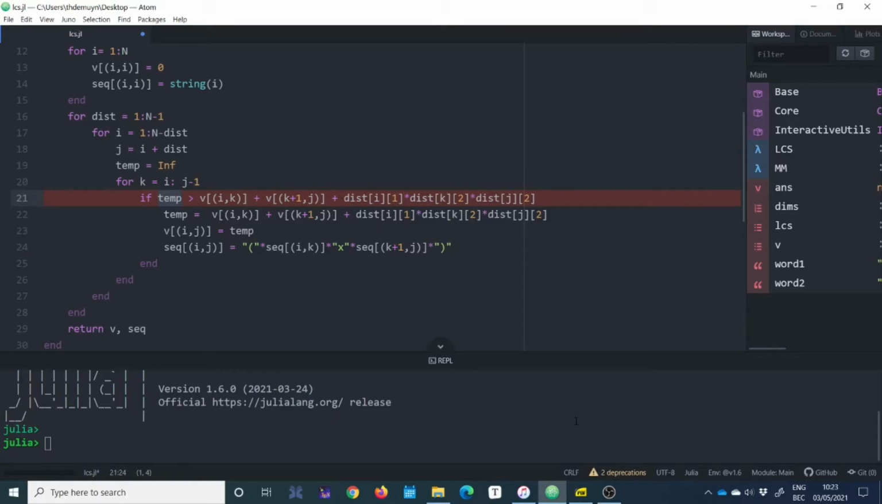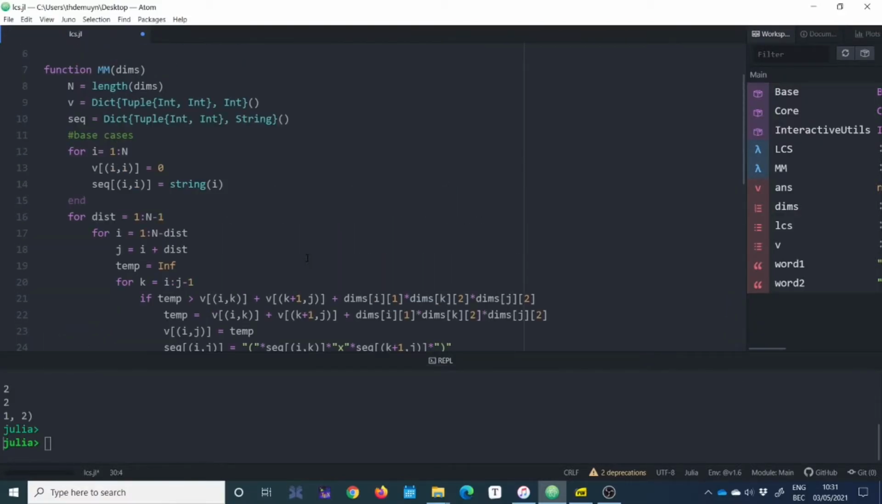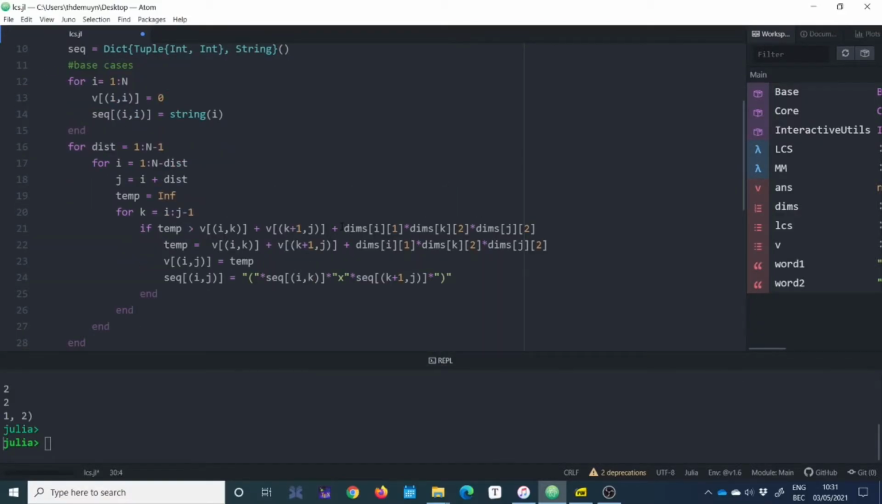Alright, let me pause for a moment and then come back to you to see what the problem was. Okay, so welcome back. The mistake that I made is that instead of having dims here, the dimensions, I put dist, right? I was a bit confused because I called this dist, and then I used dist here. So these have to be the dimensions and not the distances here. And also here should be the dimensions and not the distances.